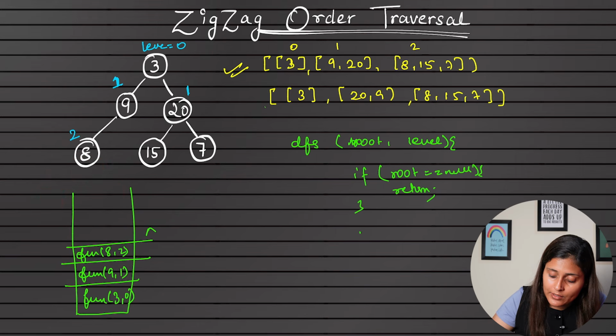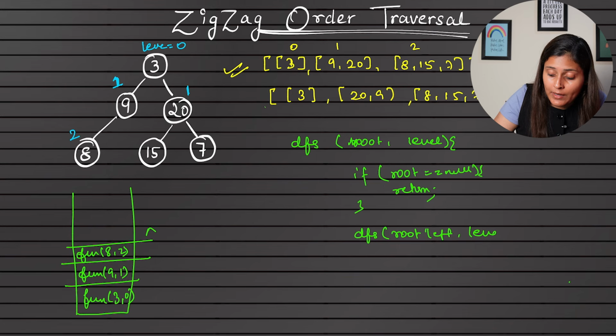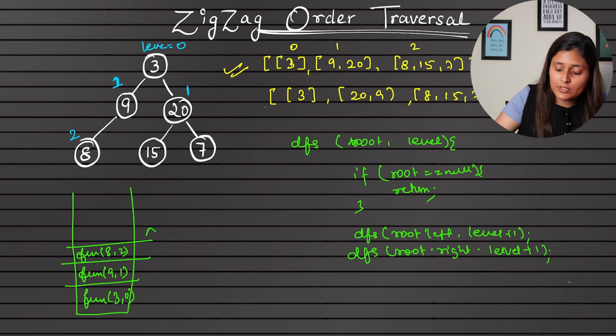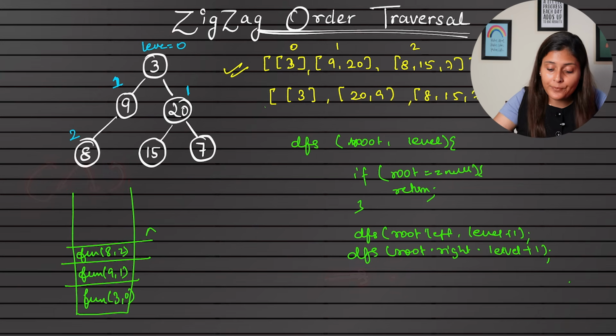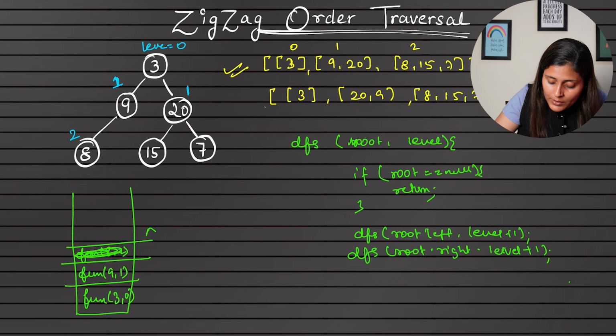So can I write here DFS for left, root dot left, level plus 1? Yes. Similarly DFS root dot right, level plus 1. Now after this line of code I can say that for 8, left and right both have been returned. So for sure it will also get returned. So it will also get removed from the stack call. Correct? Now we'll go back to 9.